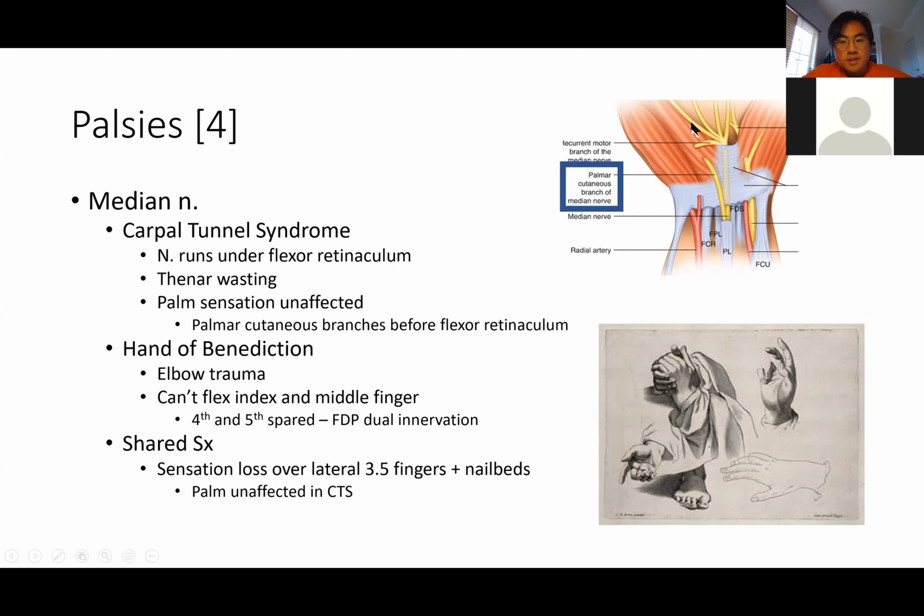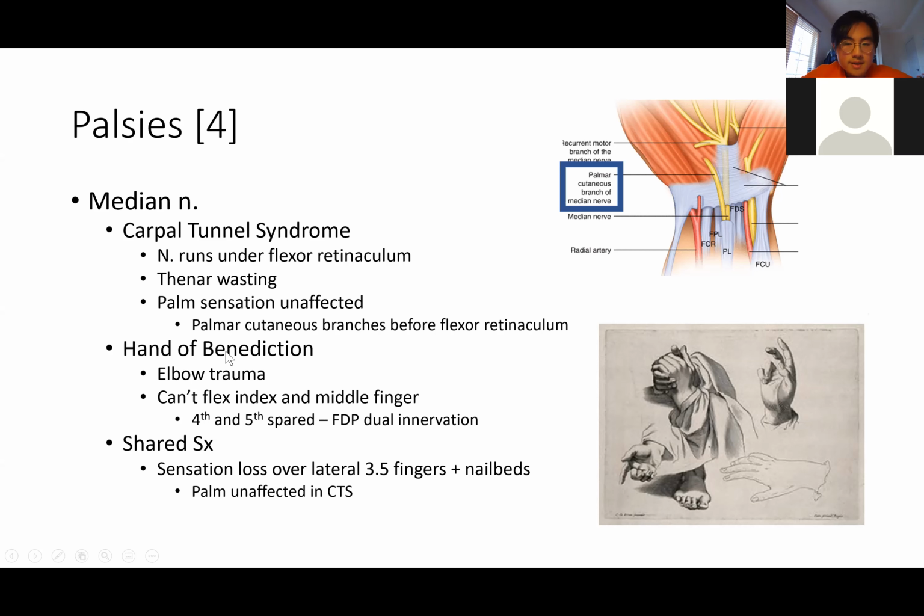However, your sensation to the palm is not going to be affected, even though it comes from the median nerve. Why is that? Because the sensory branch of the palm, of the median nerve, comes off before the flexor retinaculum. Okay, so carpal tunnel syndrome, you're going to get wasting of thenar muscles and like difficulties using your thumb, but you're still going to have sensation in your palm.